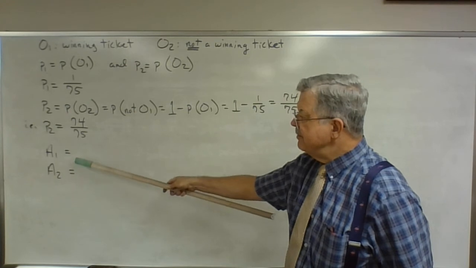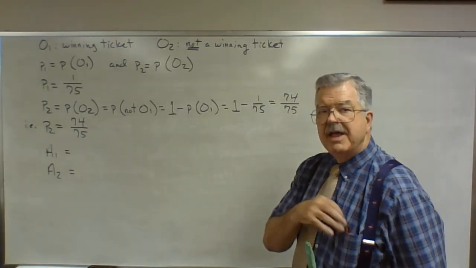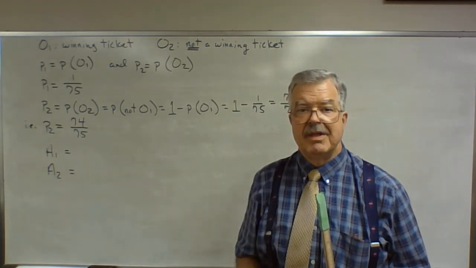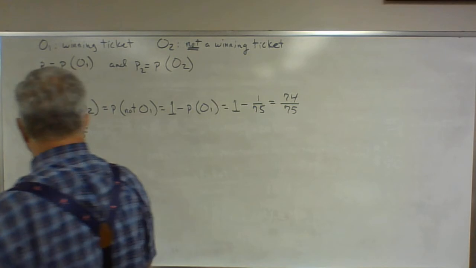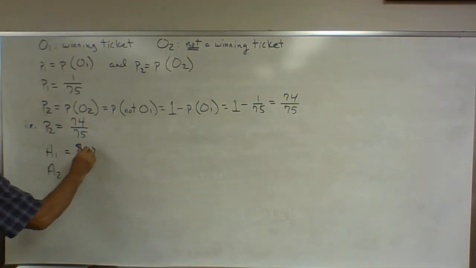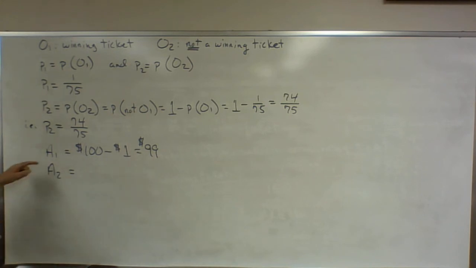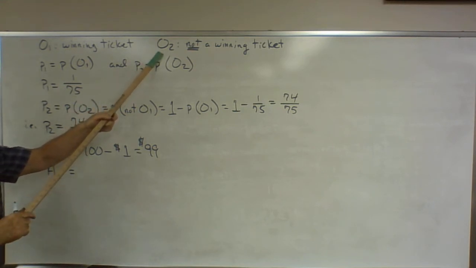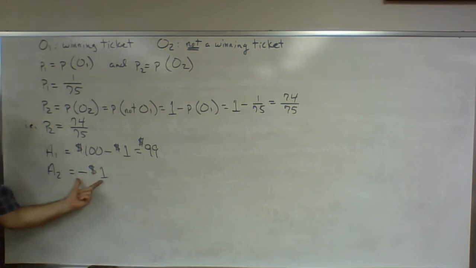And A1 and A2. A1 is the amount gained if we do have a winning lottery ticket. If we get a winning lottery ticket, we get $100, and our gain is that $100 minus the $1 that we paid for the lottery ticket. So if O1 happens and we get a winning ticket, the amount gained is $99. If O2 happens and we don't get a winning ticket, the amount gained is negative $1. We lost that $1 buying a ticket that didn't win.